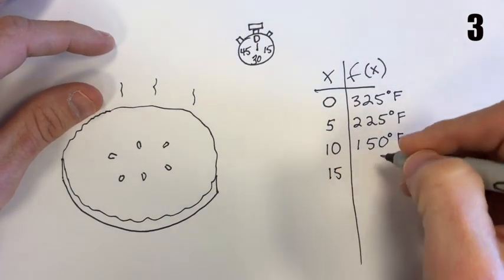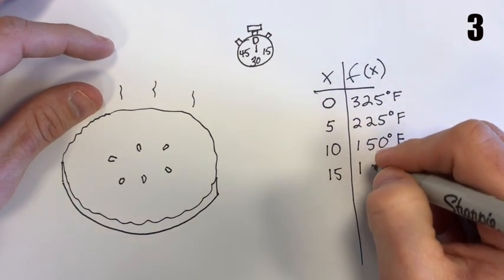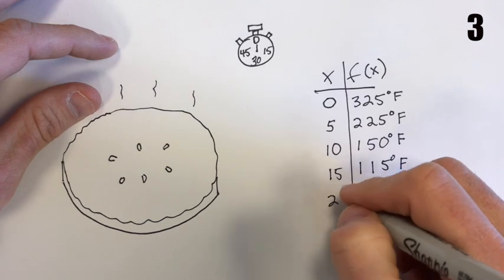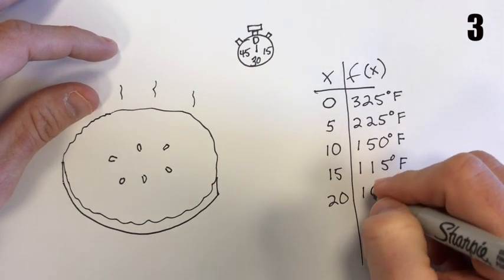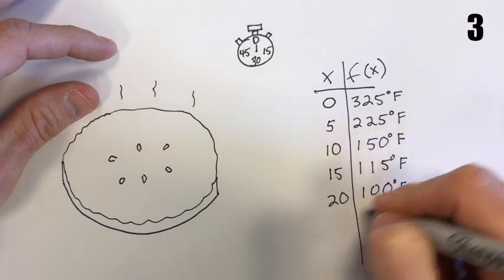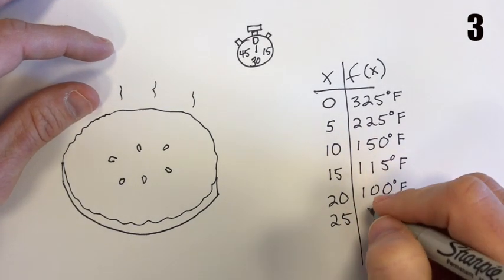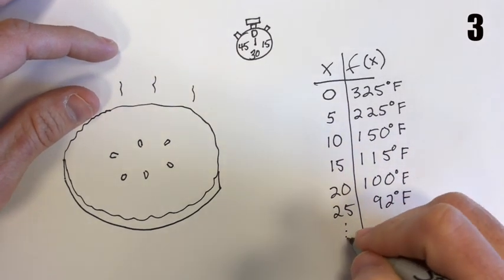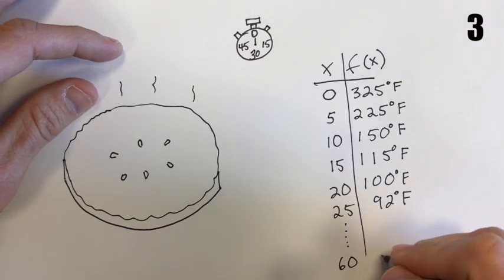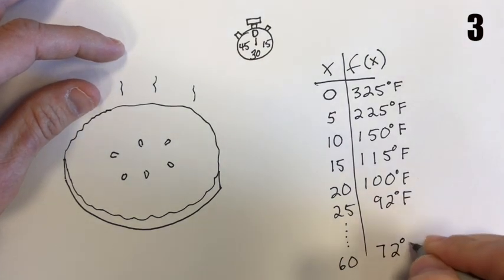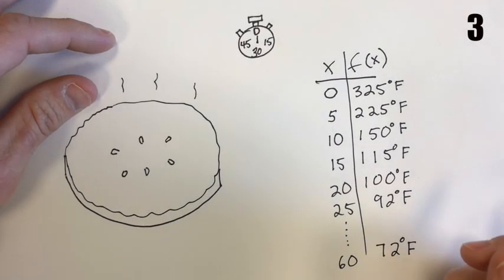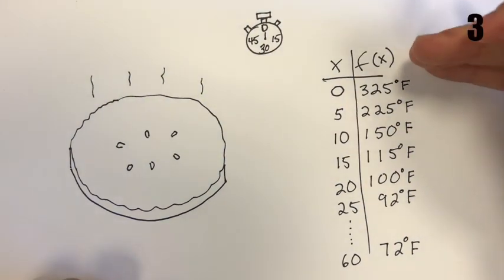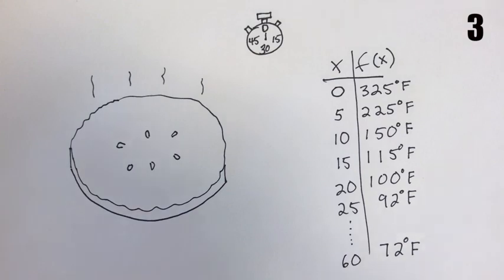After 15 minutes, it's cooled a bit more, down to 115 degrees Fahrenheit. After 20 minutes, it's down to 100 degrees Fahrenheit. After 25 minutes, it's down to 92 degrees Fahrenheit, and it continues to do this until 60 minutes later it's down to room temperature, or very close to it, at 72 degrees Fahrenheit. So if x is the time in minutes and f of x is the temperature of a pie as it cools from out of the oven down to room temperature.